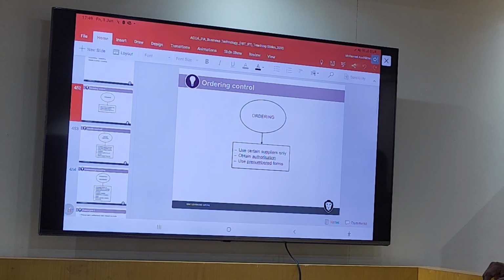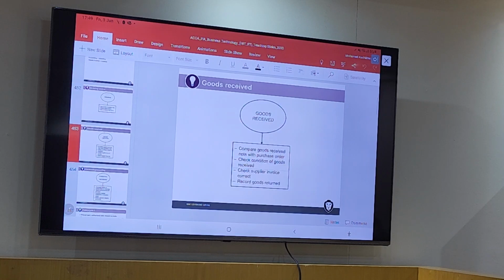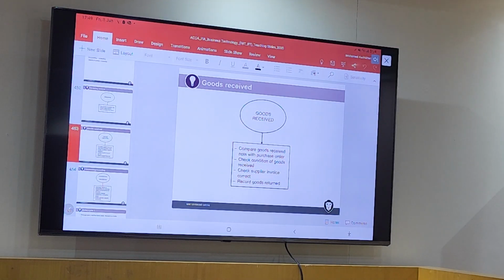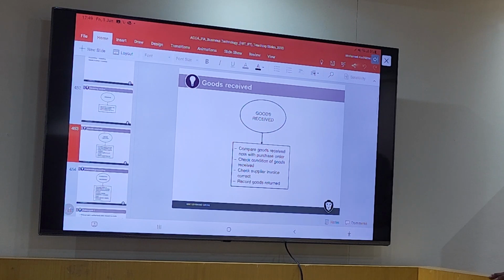Obtain authorization, use pre-numbered forms. Goods received: compare goods received. That also 5%. Compare goods received with the purchase order, GRN with purchase order. Check conditions of goods received. Check supplier invoice is correct. Record goods returned.